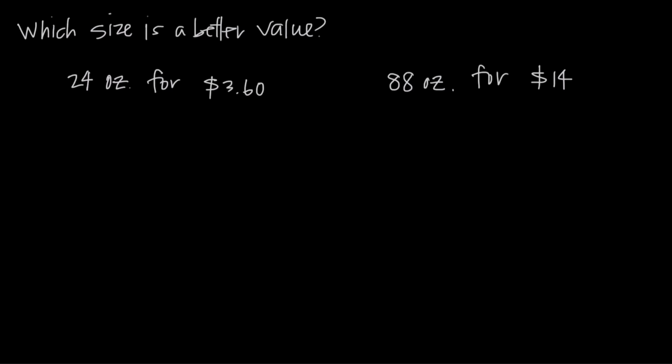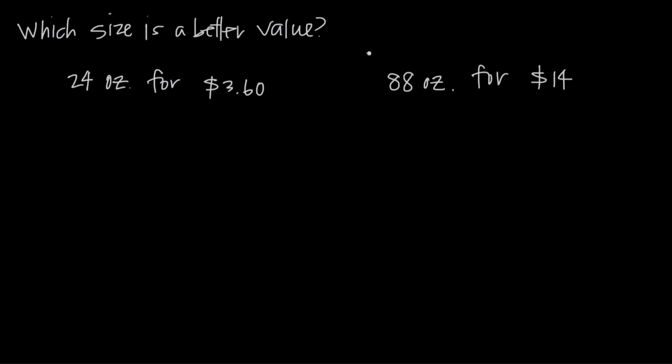In this video, we're talking about unit price and how to compare unit prices to figure out which of two options is a better value. So in this particular problem, we have two purchases we can make. We can buy 24 ounces of something for $3.60 or 88 ounces of the same thing for $14. We want to figure out which of these is a better value. So what we want to do is compare the unit price.